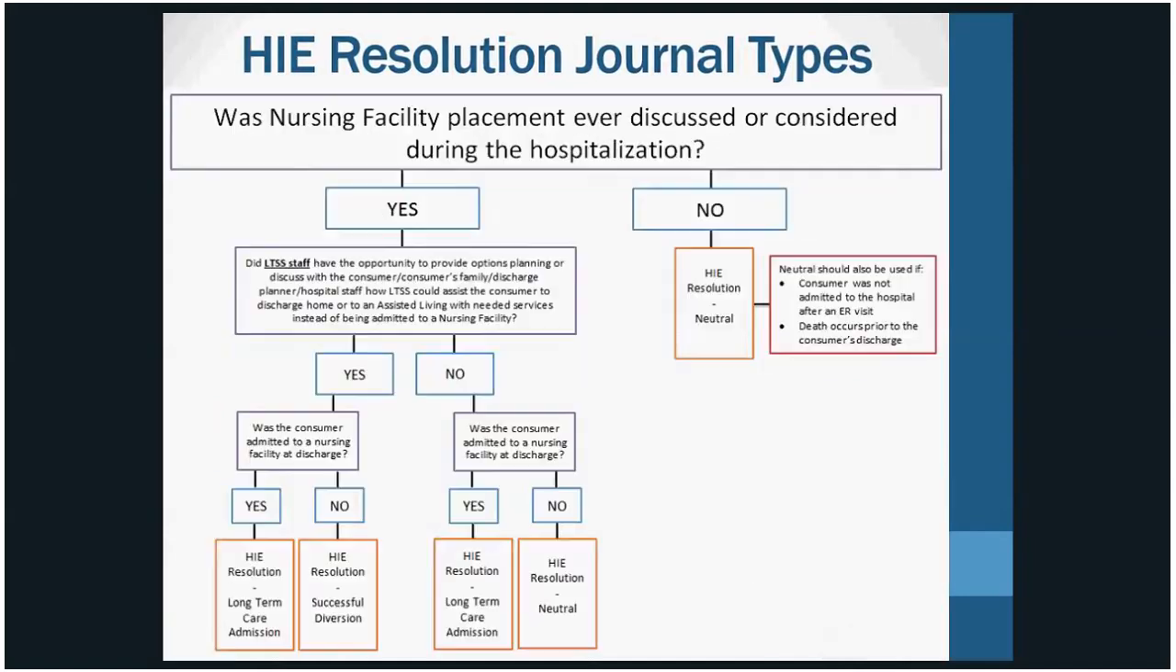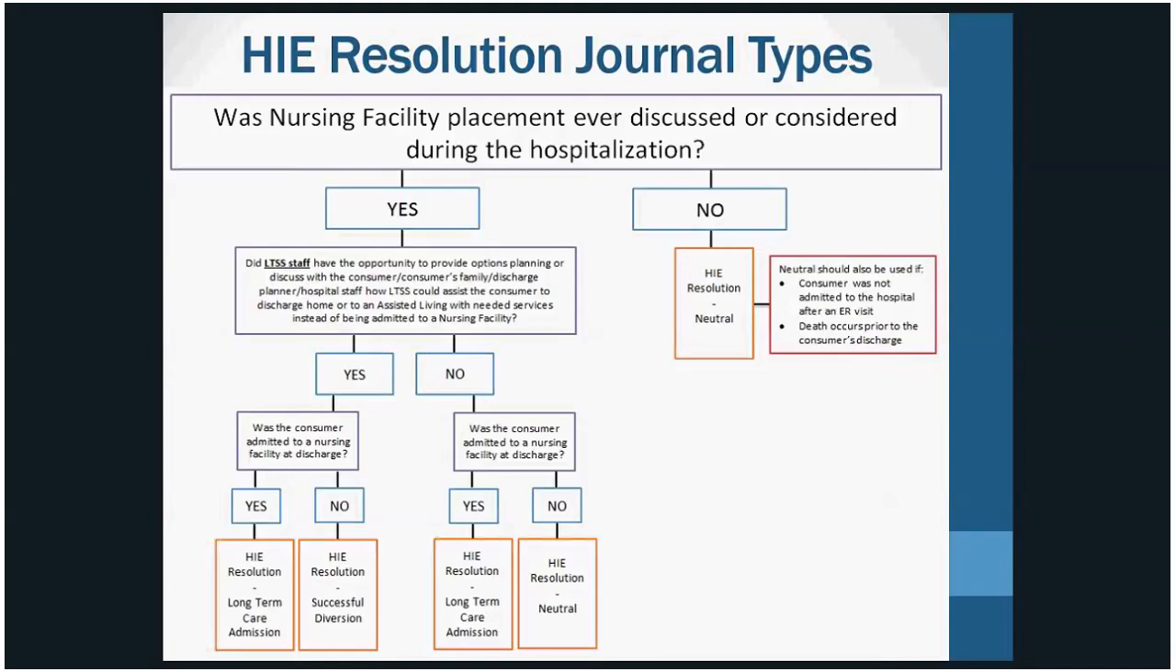On the next screen, though, is a flow chart that we developed to help determine which of the resolution journal types you should use. So when you're documenting that outcome, you need to determine, was nursing facility placement ever discussed or considered during that hospitalization? If the answer to that question is no, it automatically is an HIE resolution neutral journal. In addition, if the consumer was not admitted to the hospital after an ER visit, or if death occurred prior to the consumer's discharge, those are the reasons that you'd use HIE resolution neutral.